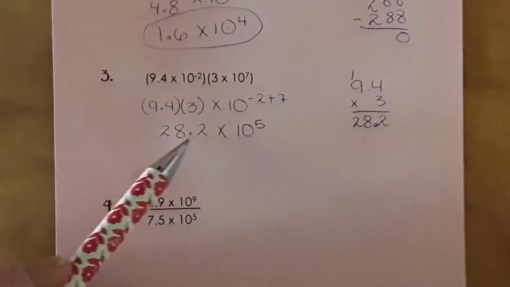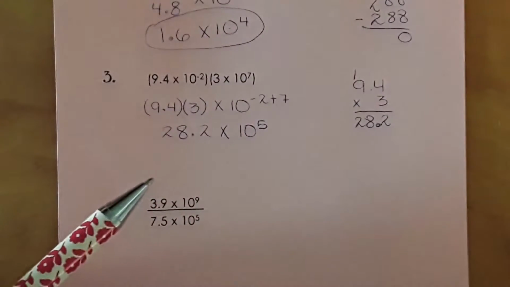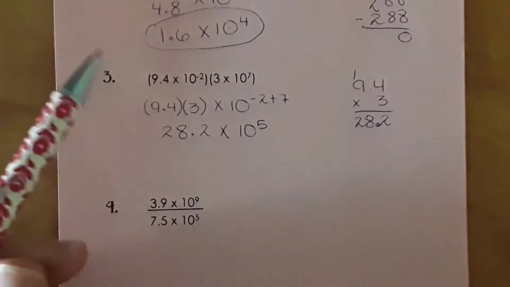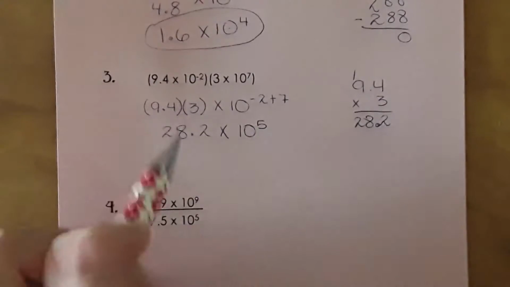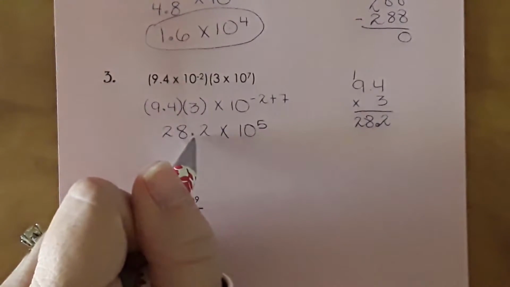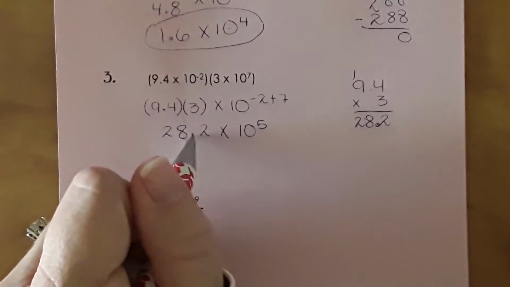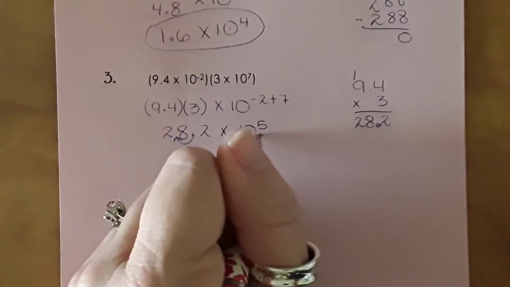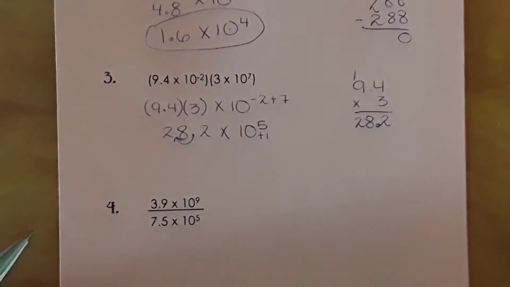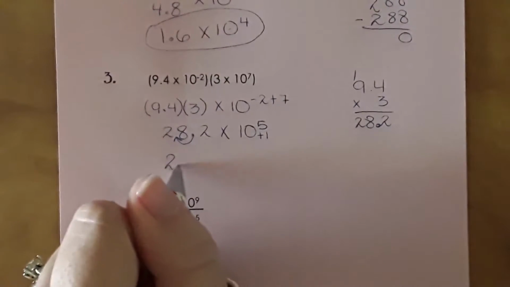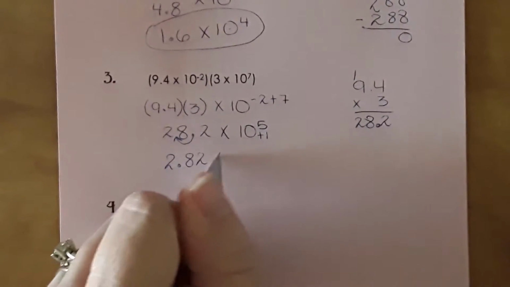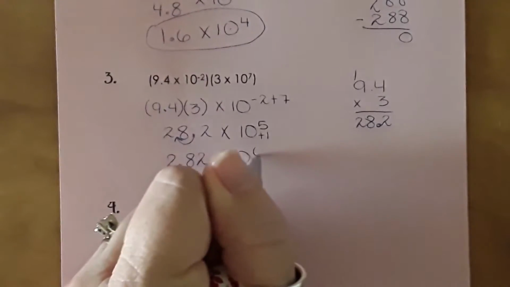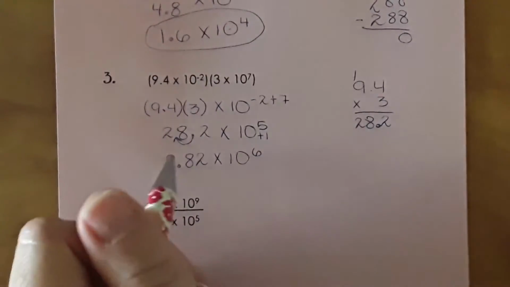Now, if you notice, 28.2 times 10 to the 5th is not in scientific notation because that 28 is greater than 10. And remember, the number has to be less than 10. So I need to move my decimal one place to the left. When I do that, I need to add 1 to my exponent. So my answer is going to be 2.82 times 10 to the 6th power.